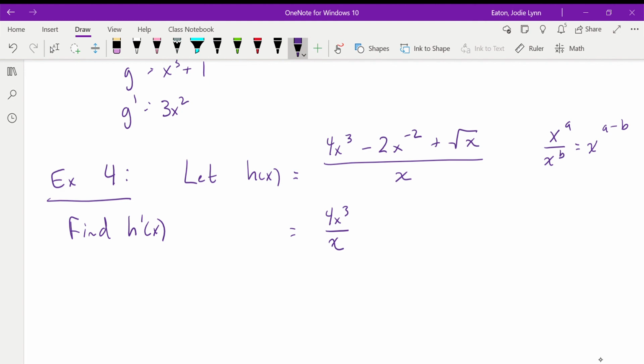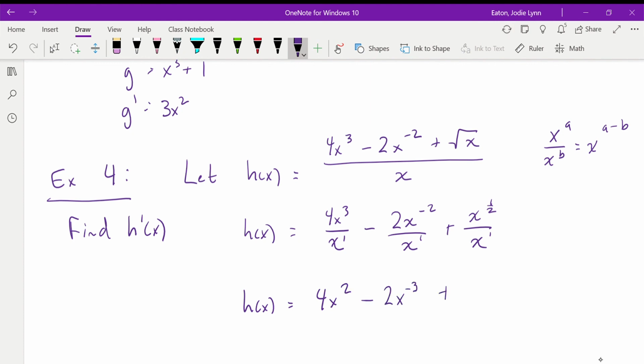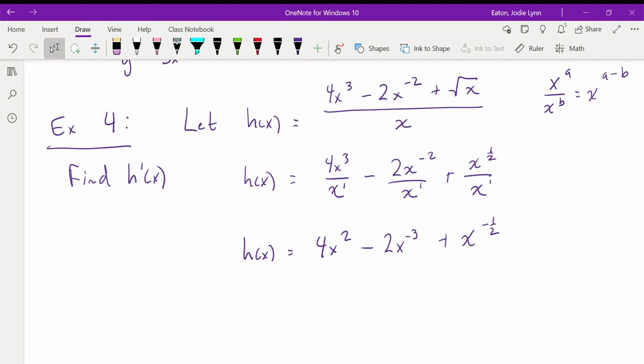So h of x is also equal to 4x cubed over x minus 2x to the minus 2 over x plus, we're going to rewrite radical x as x to the 1/2 over x. So these are all x to the 1, so we're just going to be subtracting that exponent of 1. So h of x is equal to 4x squared minus 2x to the minus 3 plus x to the 1/2 minus 1, which is x to the negative 1/2. So we notice now there's no longer a quotient. So I actually don't have to use the quotient rule. I can just go ahead and use the power rule.